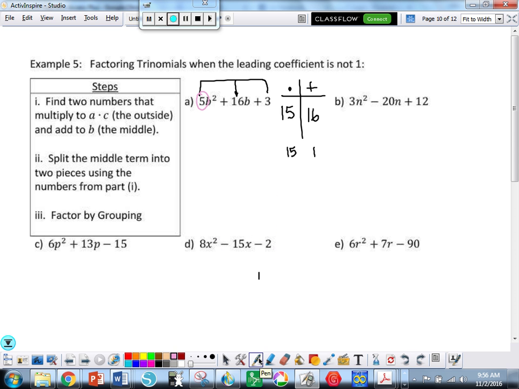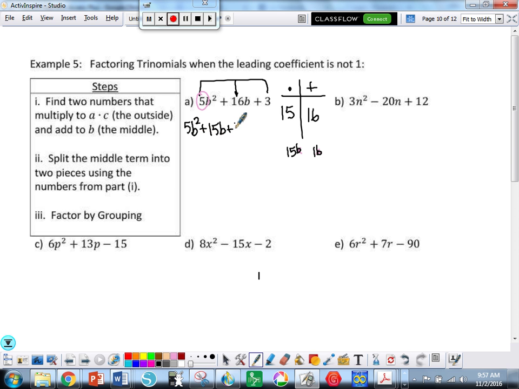We are going to look at these terms as a 15b and a 1b. Sorry, I changed variables. This 15b and this 1b, if I added them together, wouldn't I get the 16? So I'm going to change the way this looks. I'm not going to change the value of it. I'm just going to change the way it looks so that I can do something that I already know how to do.